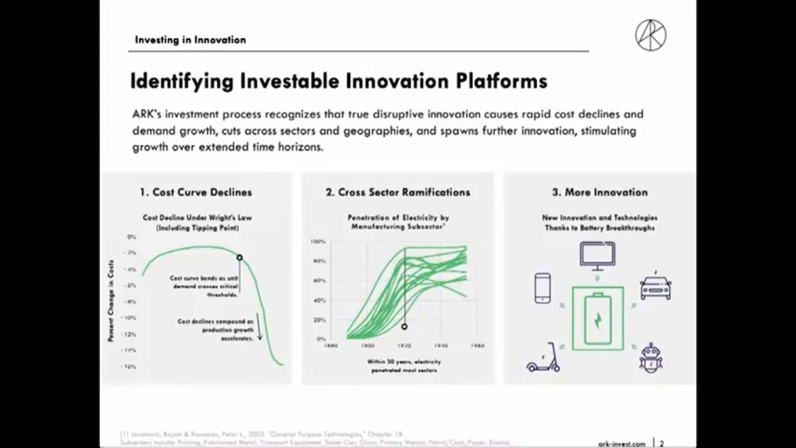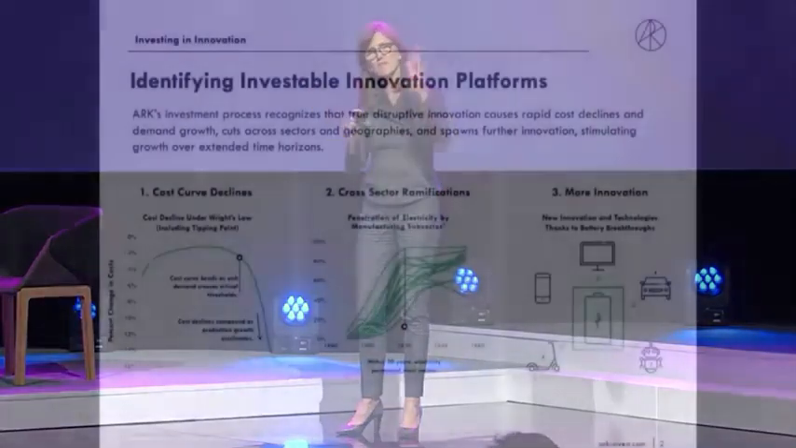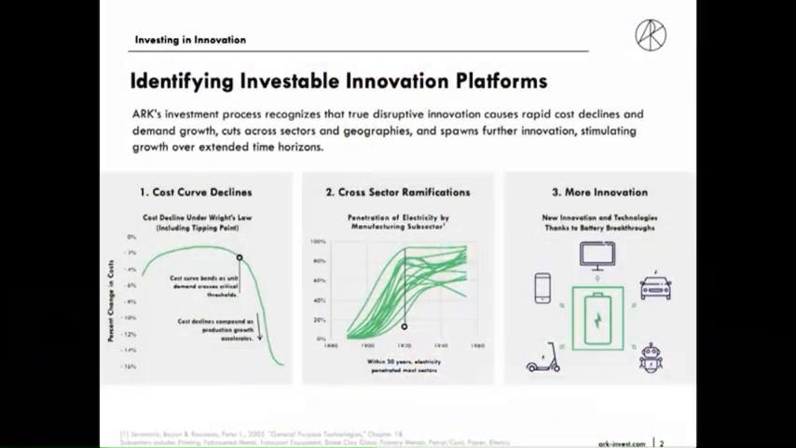When costs decline at a consistent rate, prices come down and unleash waves of demand. That's what we're talking about when we talk about exponential growth. You can see in the middle panel here, that's electricity, the start of electricity, and you can see how quickly it spread throughout the manufacturing sector in the United States. And then the third characteristic, so innovation platforms are characterized by declining cost curves, they cut across economic sectors, cut across the world, and the third characteristic is they spawn more innovation.